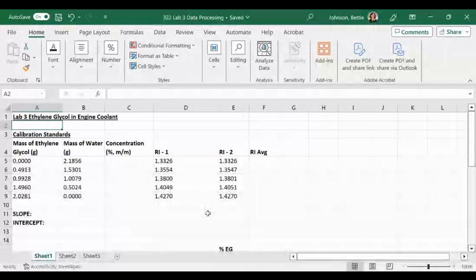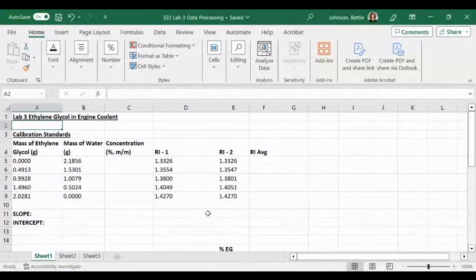Okay, so I've gone ahead and I've put in the mass of ethylene glycol and the mass of water in each standard. I've also put in the refractive index data. Just keep in mind, this is a sample set of data. This is not the actual data that you collected in lab.